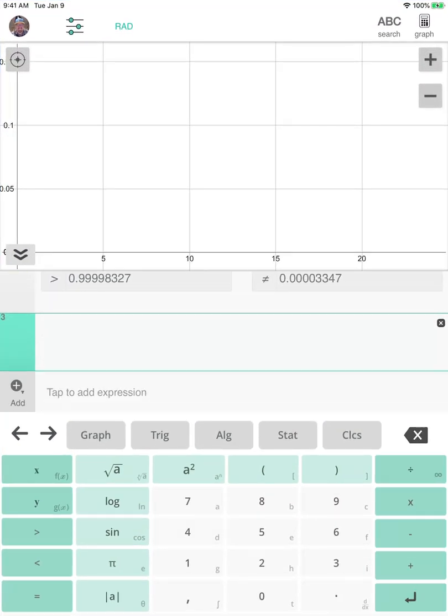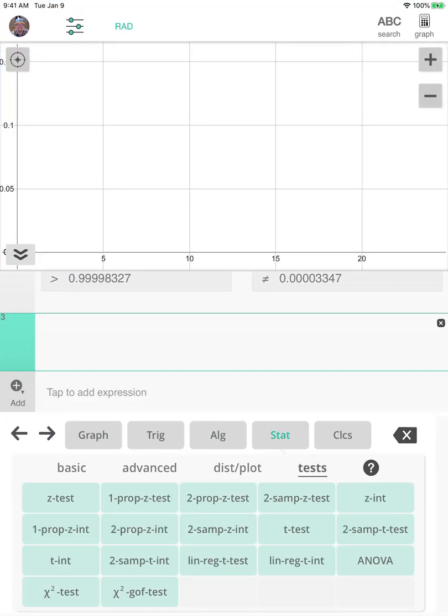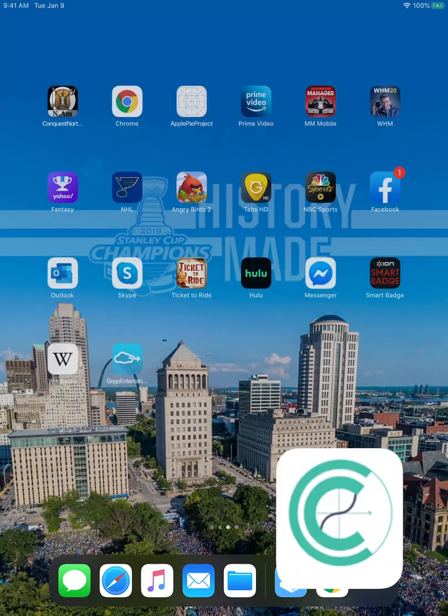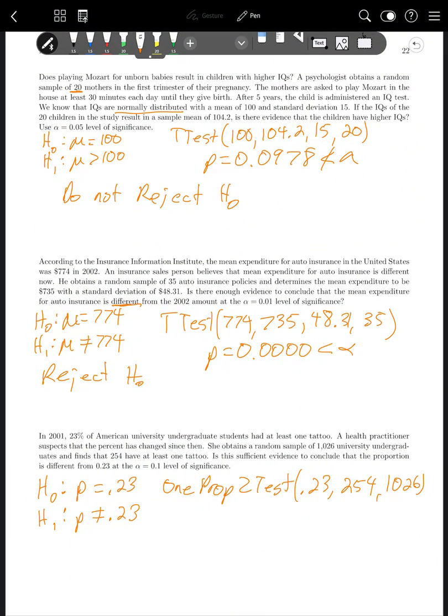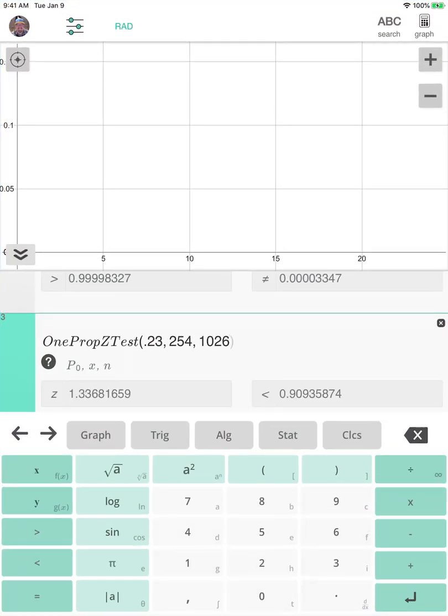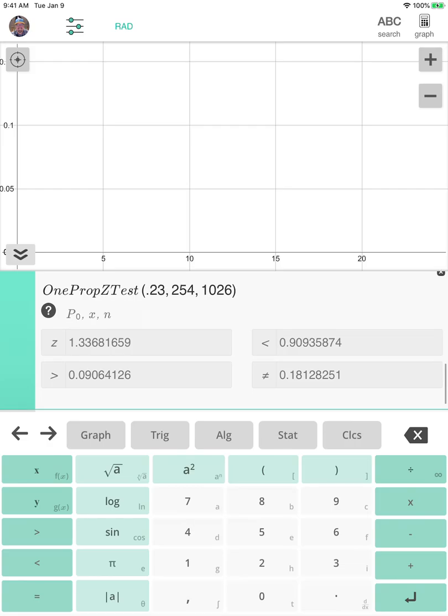Okay, so stat, tests, 1 prop Z test, 0.23 is P, X was 254, N was 1026. Okay, and so if we're doing a change one, that's 0.1813.